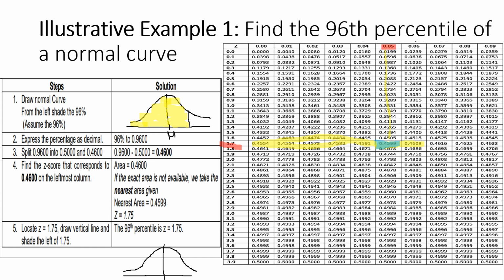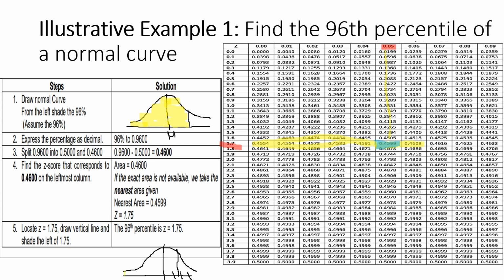So, saan siya banda? Assuming that this is 1, 2, and this is 3. So, 1.75, it's between 1 and 2, right? So, it's closer to 2. Assuming this is here, 1.75. I'm sorry for my drawing because I do not have a stylus pen. Anyway, and then we shade, no?